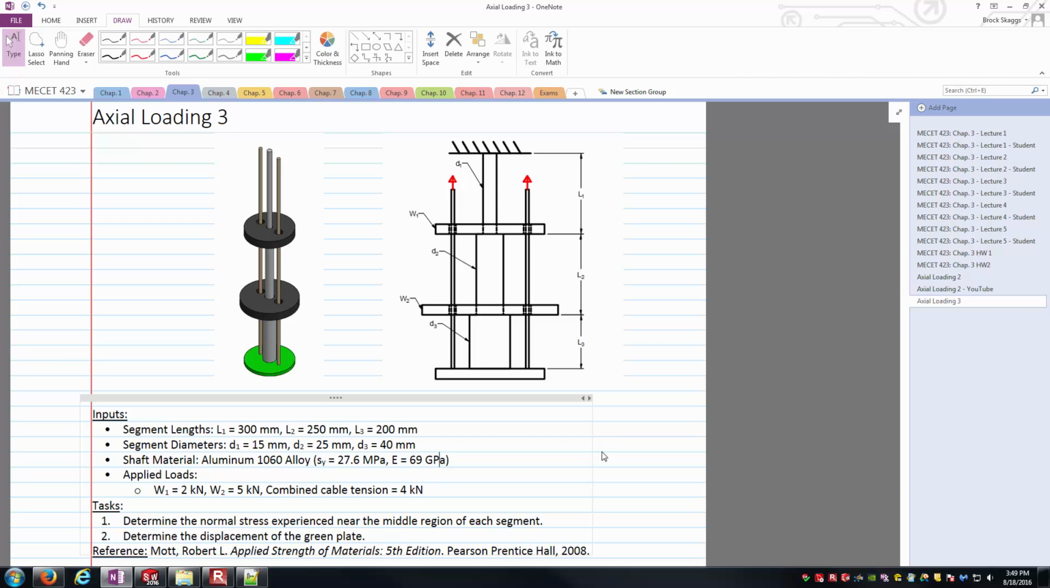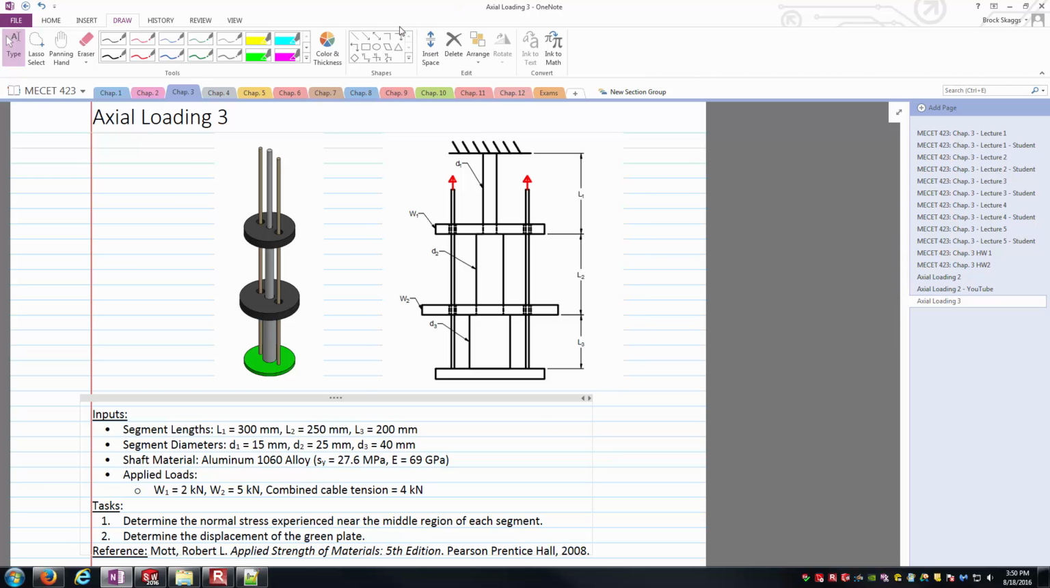Well, one thing we're going to do is determine the normal stress experienced by each section of the shaft itself. Each segment or section of our shaft is going to be carrying a different axial force. And so that's going to create a different normal stress, but also has a different area, which is also going to be a contributor there.